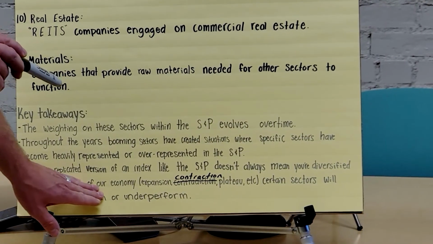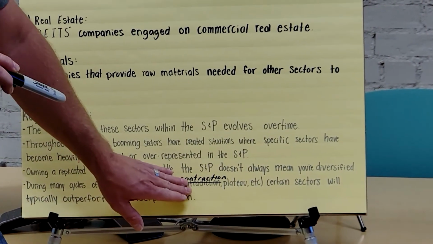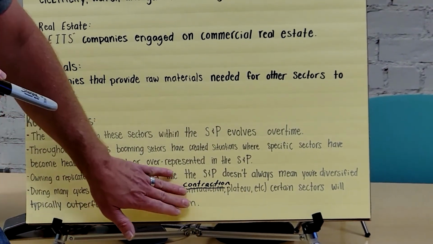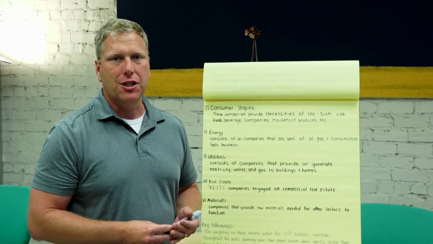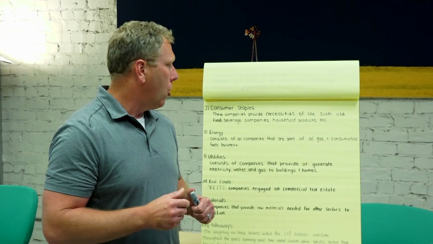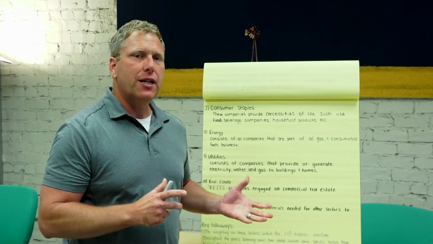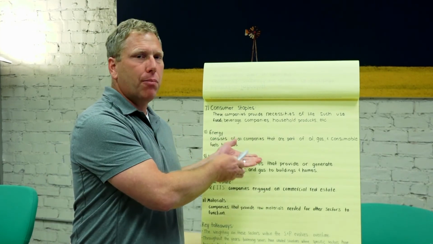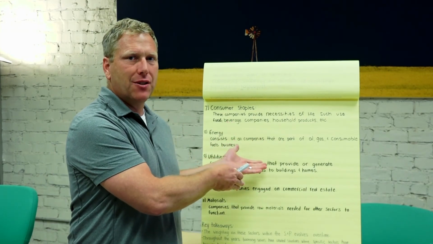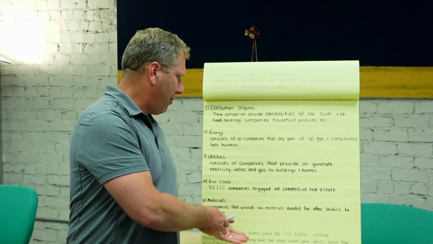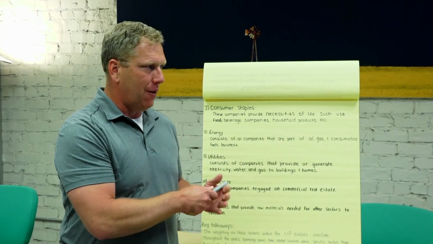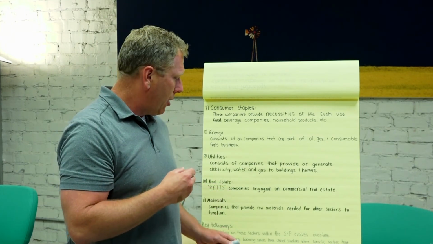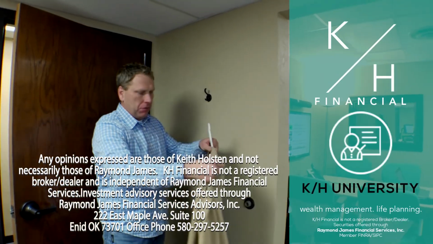During many cycles of our economy, expansion, contraction, plateau, certain sectors will typically outperform or underperform for obvious reasons that we just talked about. So those are the 11 sectors of our economy. We talk about that a lot, so I thought I would make a clearer presentation of what exactly those 11 sectors are, but then provide some takeaways of things that we have to consider when we talk about investing in sectors.